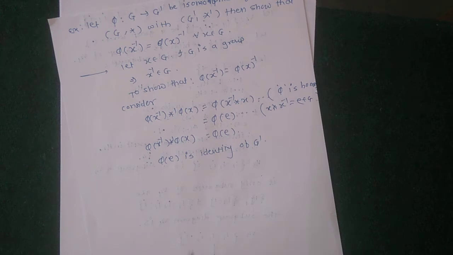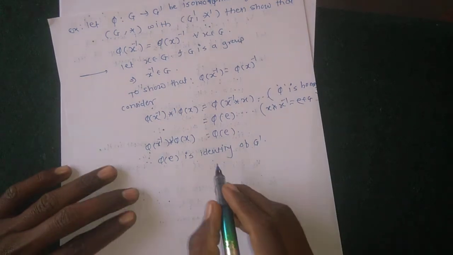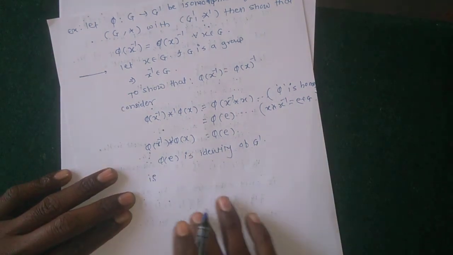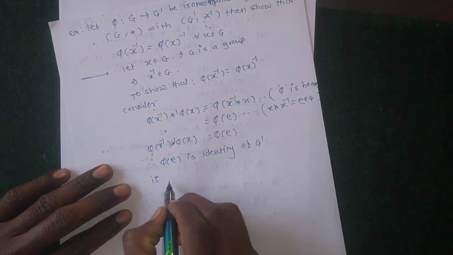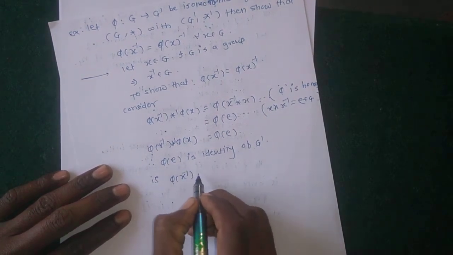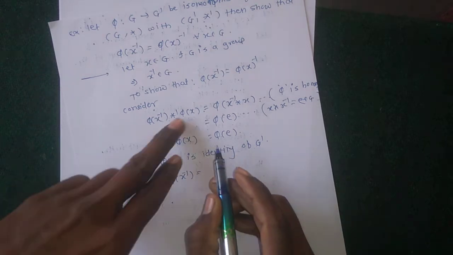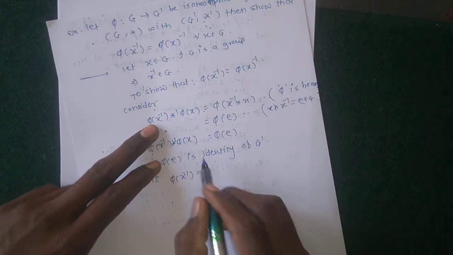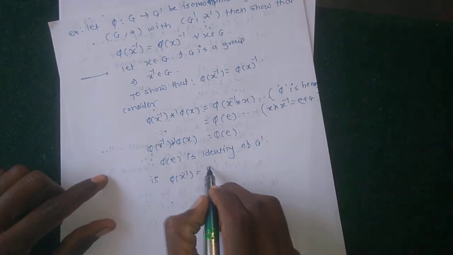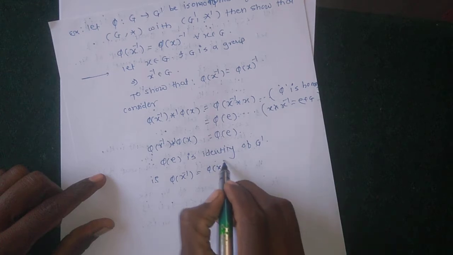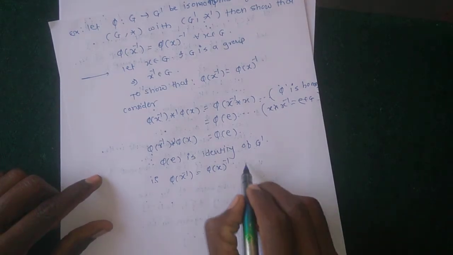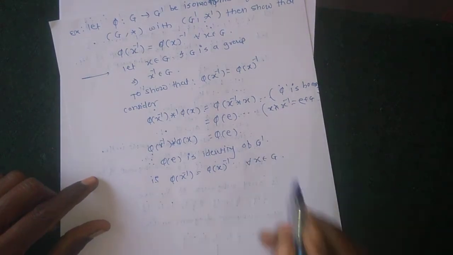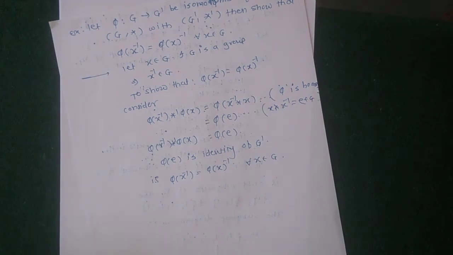Therefore phi of e is identity of G dash, and therefore phi of x inverse is the inverse of phi of x, for all x belongs to G. This is very simple and also important for the university exam.